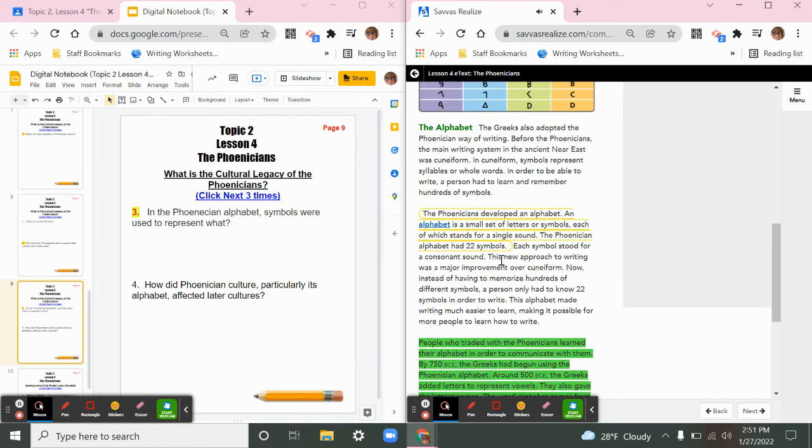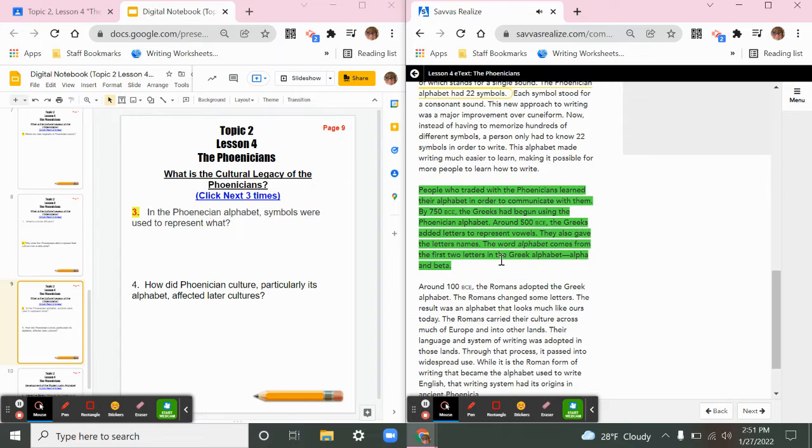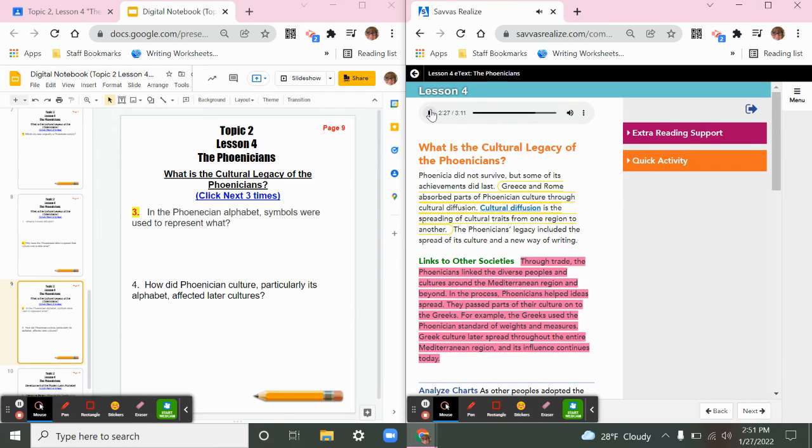People who traded with the Phoenicians learned their alphabet in order to communicate with them. By 750 BCE, the Greeks had begun using the Phoenician alphabet. Around 500 BCE, the Greeks added letters to represent vowels. They also gave the letters names. The word alphabet comes from the first 2 letters in the Greek alphabet, alpha and beta.